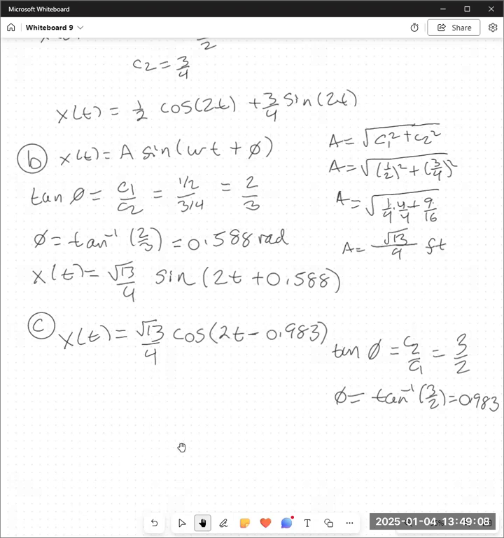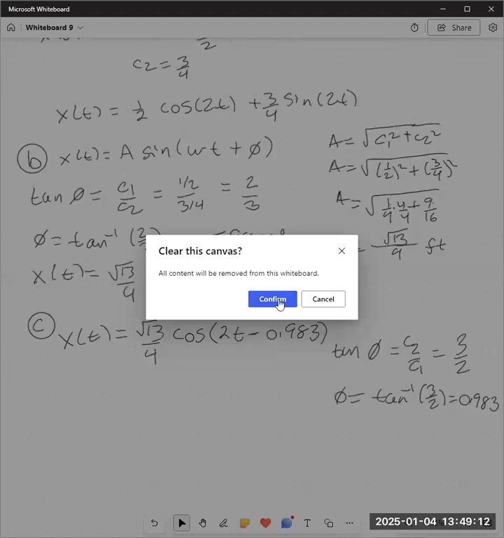Let's go ahead and do number 11. Number 11 has lots of parts to it, so just bear with me. I know that's going to make this video kind of long, but this will be our last problem for this video. A mass weighing 64 pounds.